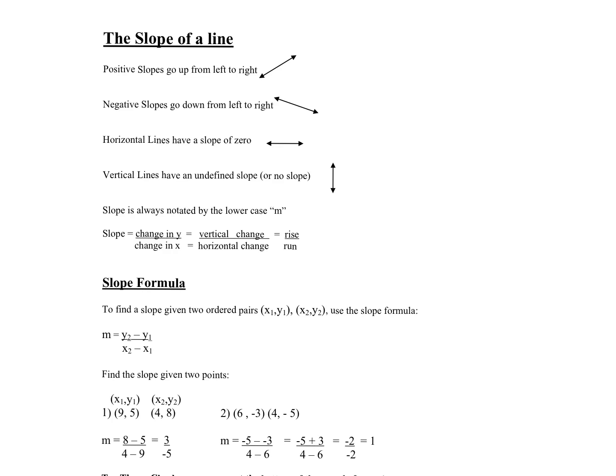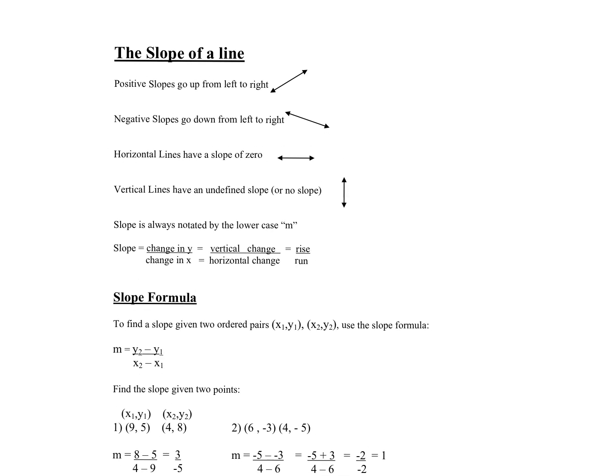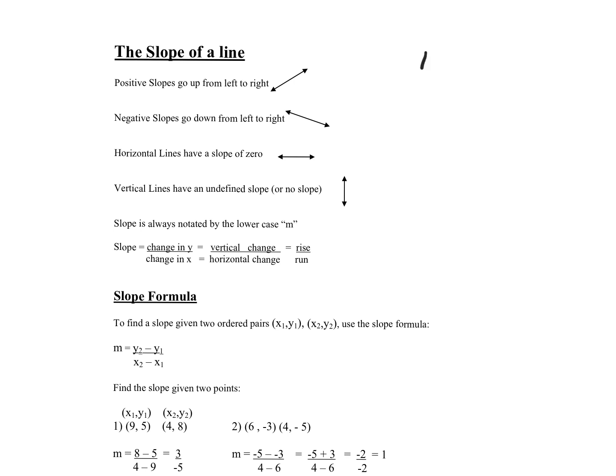So how do we calculate slope? We're trying to write the equation of a line. The equation of a line that we're going to work with first is the slope-intercept form, which is y equals mx plus b. And right now what we're focused on is figuring out what the slope is, and the slope is always symbolized by m, a lowercase m.